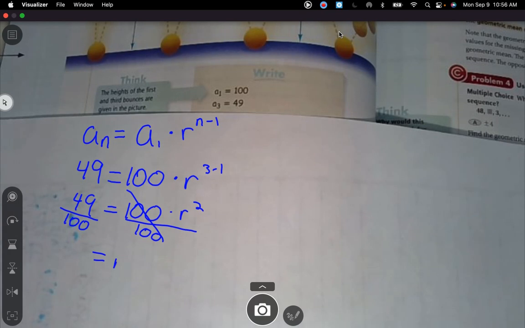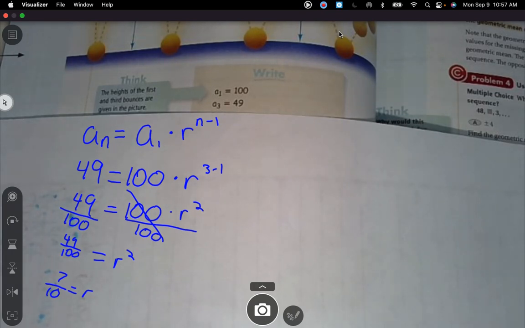So R squared equals 49 over 100. Then, what would I do to solve? Ayla was telling me, square root. So I get 7/10. That's my R. So I would multiply by 7/10 each time.